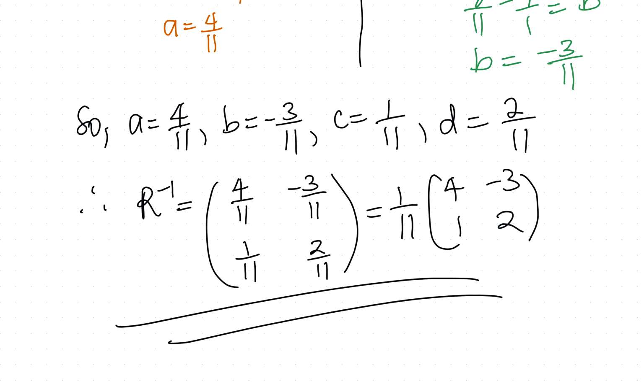And don't forget where we started from. We had the matrix R. And then we had A, B, C, D, which was supposed to be the inverse of R, and that's equal to I. And that's what brought us here.